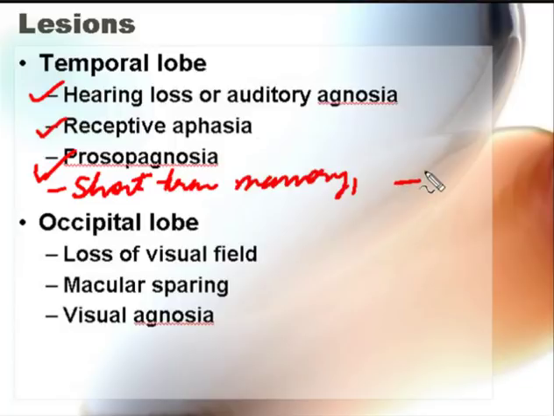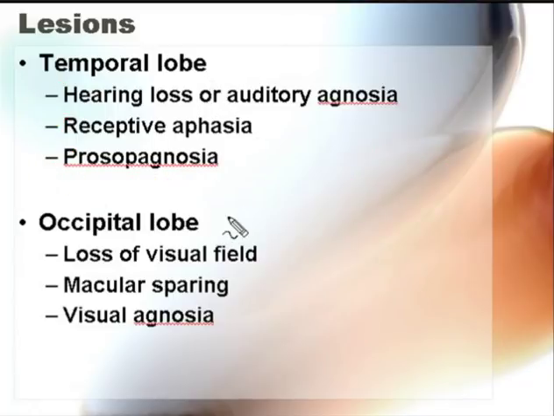With occipital lobe lesions, again, because the main function of the occipital lobe is vision, you have loss of the opposite field of vision. So if the right lobe is involved, you'll have loss of the left field of vision. Large lesions sometimes spare the macular area, and this is because of anastomosis between the posterior and middle cerebral arteries, which supply the area devoted to central vision.